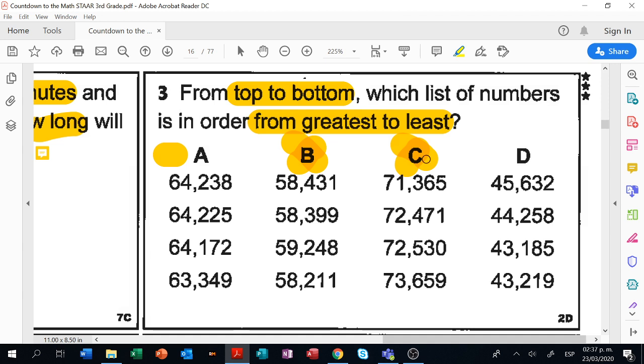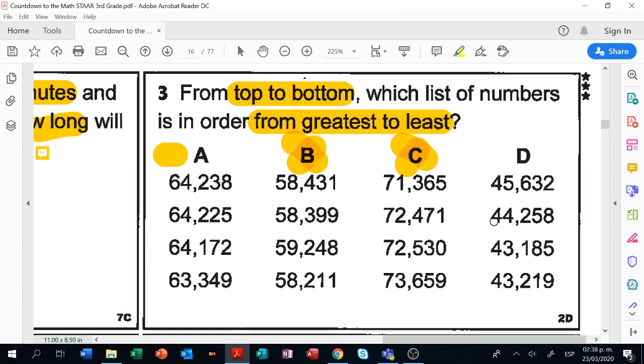And let's finish with letter D. We have 45,000, 44,000, 43,000, and 43,000. So far, amigos, in letter D, the option seems correct on the 10,000. So we have to check it one more time, being careful now on the hundreds, tens, and ones position. So let me see.